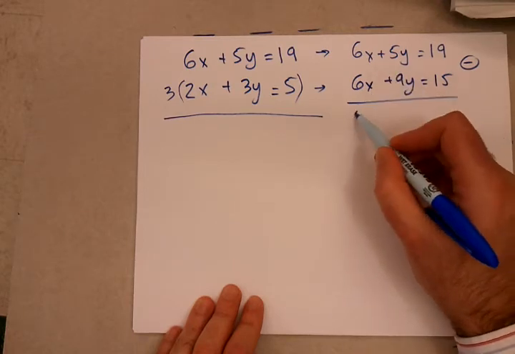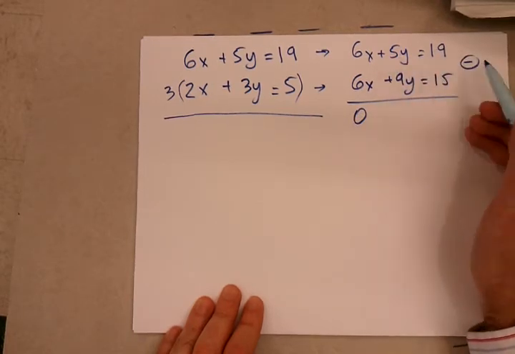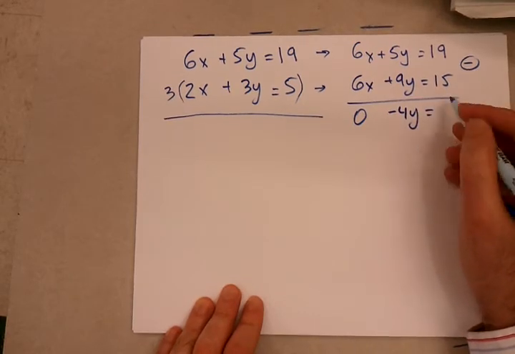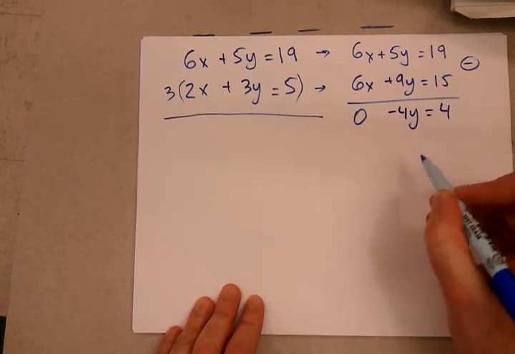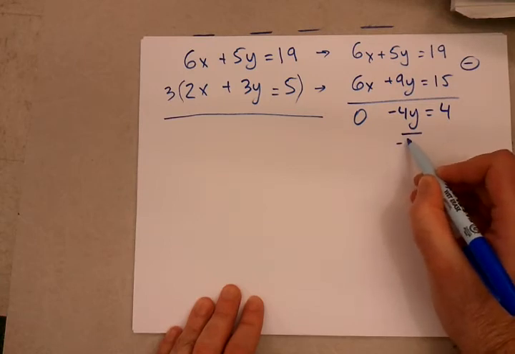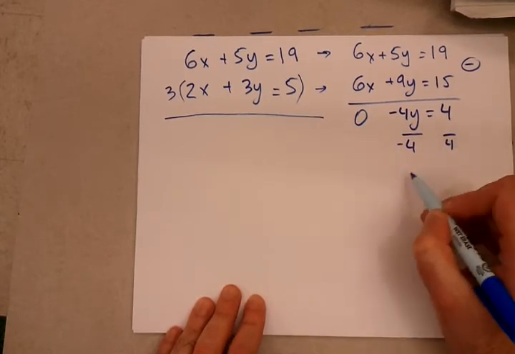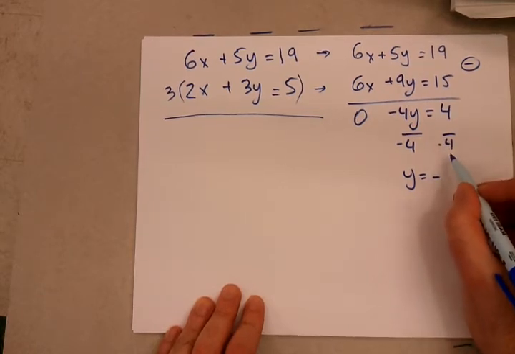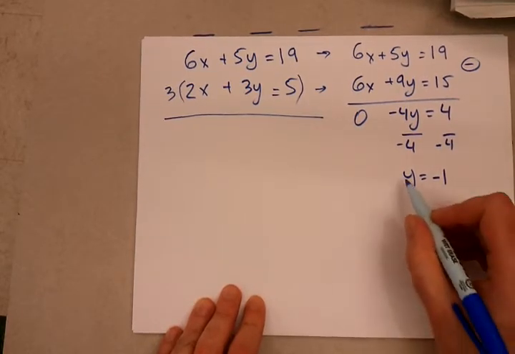6x minus 6x, 0. 5y minus 9y, negative 4y. 19 minus 15 is a 4. To solve for y, I just divide both sides by a negative 4. And y is a negative 1.